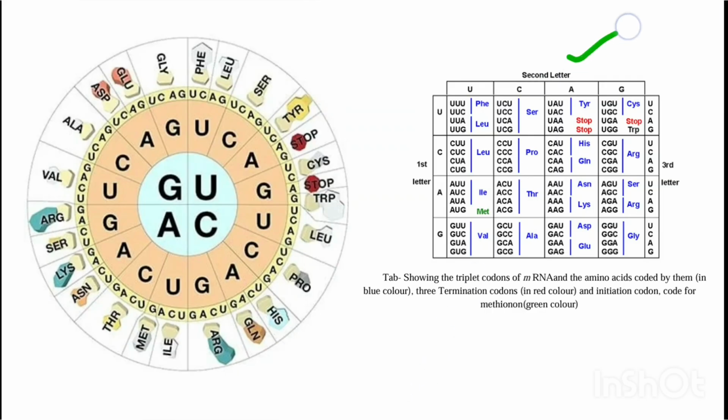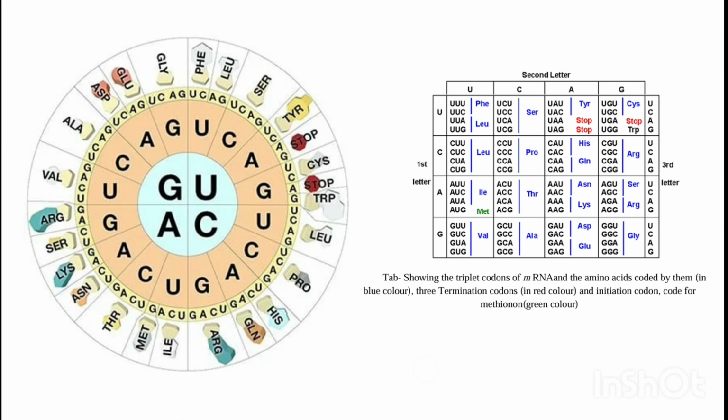This table shows the different combinations, how different types of amino acids can be formed from 4 different types of nucleotides. There are 4 types of nucleotides but 20 different types of amino acids. So those nucleotides combine in different forms to form different amino acids.